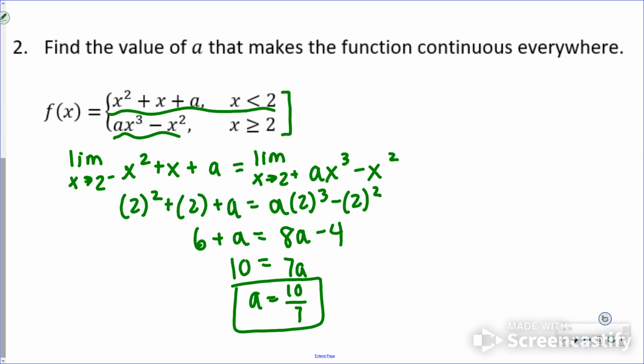10/7. And then you can check your answer if you want by finding f of a. Just be careful here though. You'd have to plug back in a to make sure the limits are the same thing as the actual output. Okay, so 10/7. Do we get that one? I like those ones. All right.